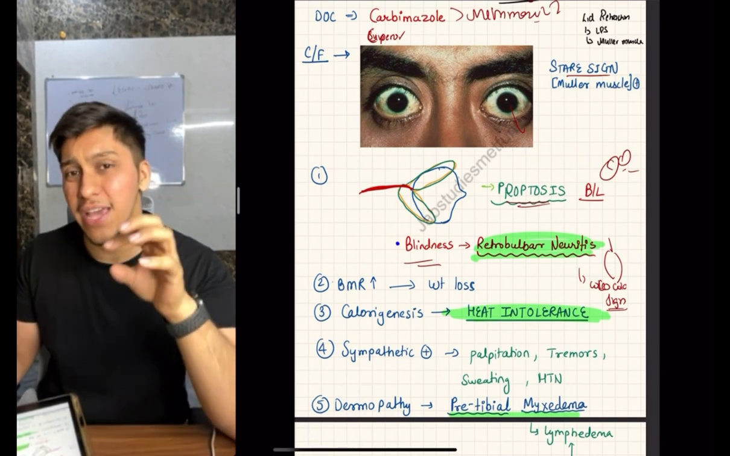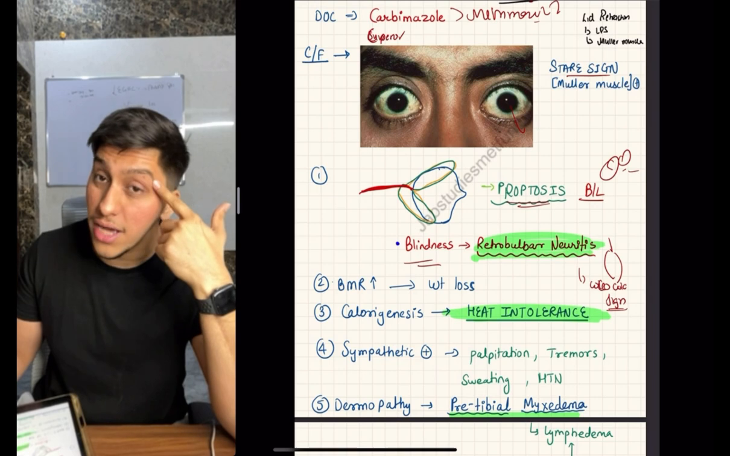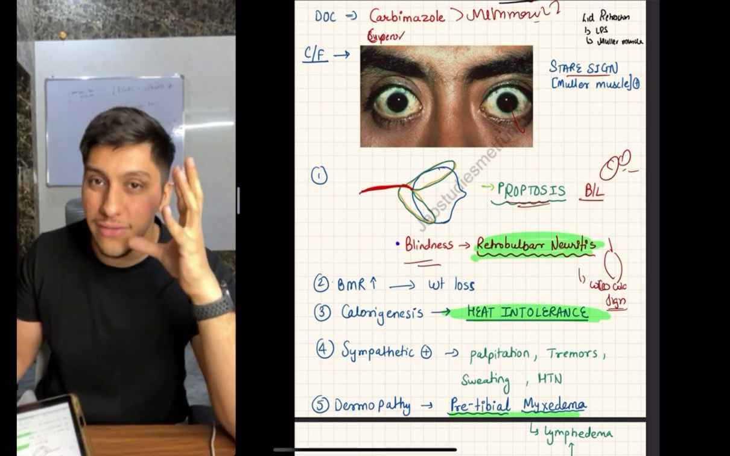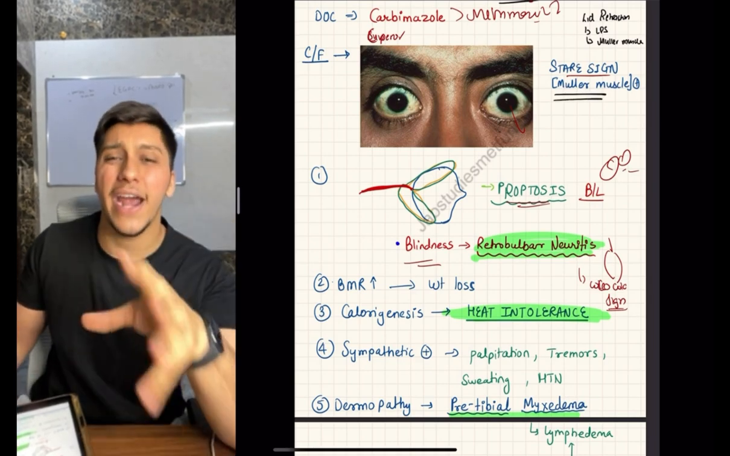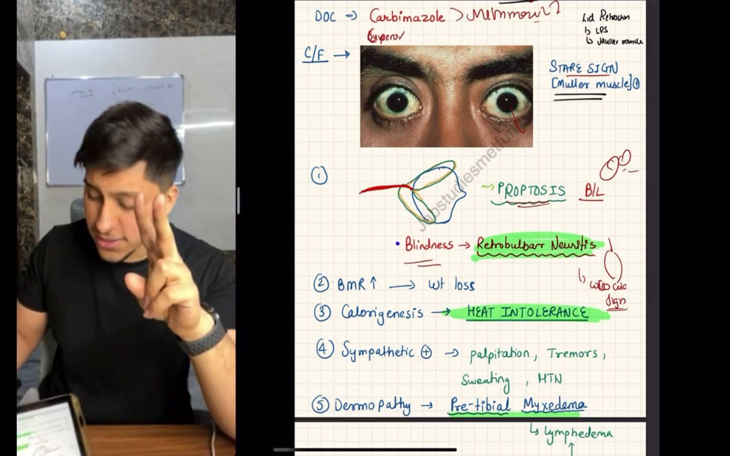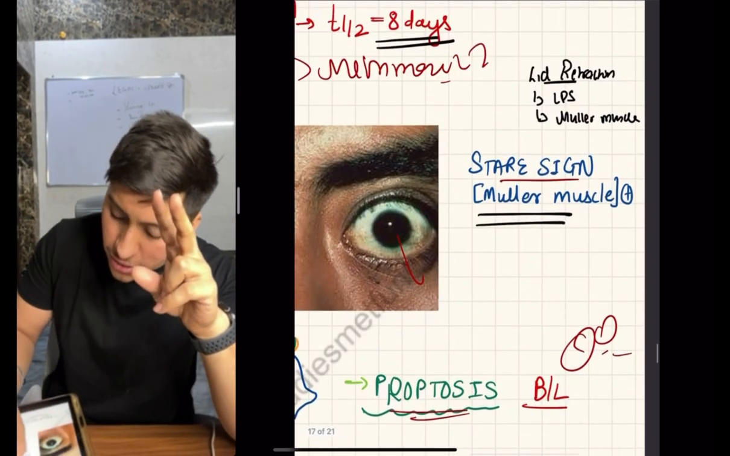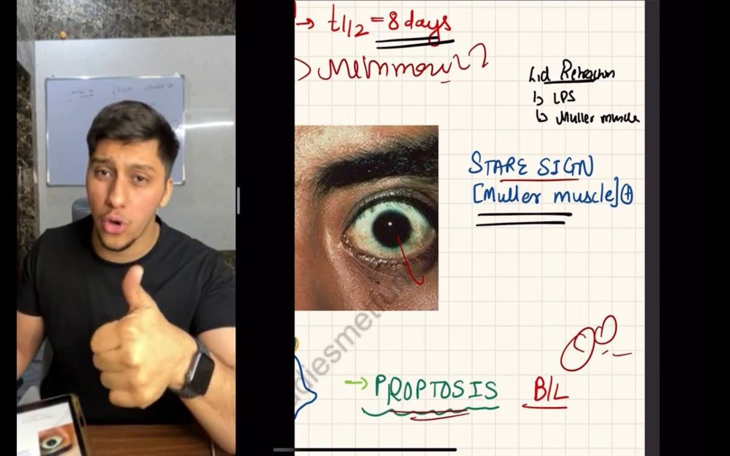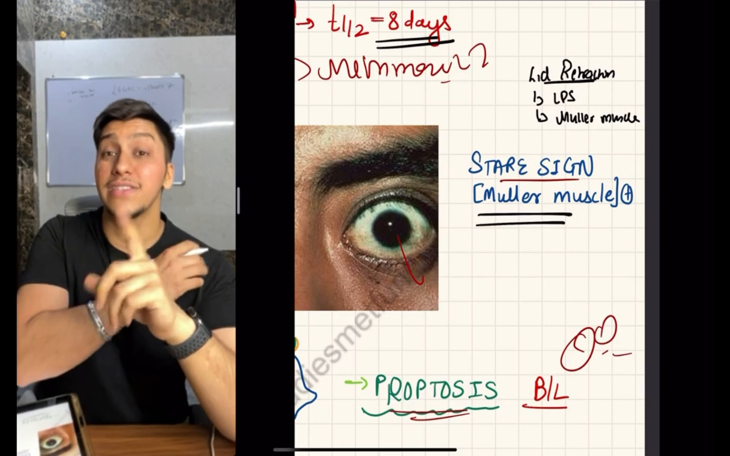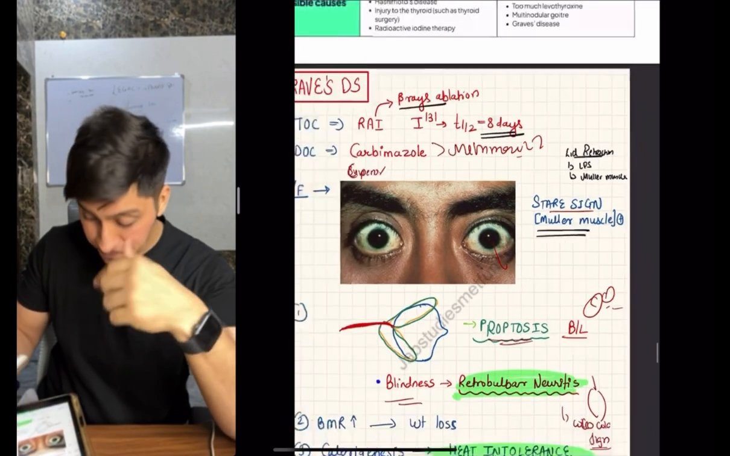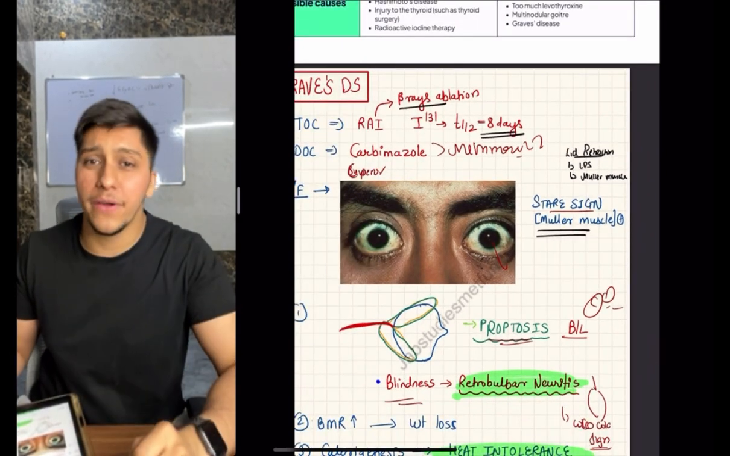Basically what happens is the antibodies in the thyroid go around the eye and cause inflammation. So this will cause an inflammation of the muscle known as the Muller muscle. Let's add ophthalmology. There are two muscles which are responsible for lid retraction. One is the levator palpebrae superioris, and the other is your Muller muscle. Remember, the Muller muscle is the one involved in lid retraction in hyperthyroidism.